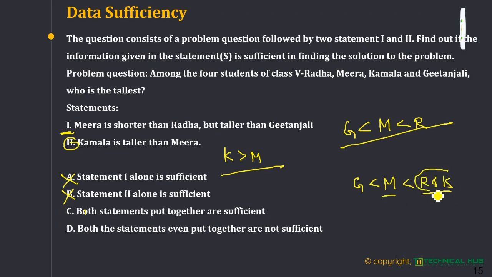But still I don't know the relation between R and K. Among R and K, who is the taller and who is the shorter? I know that the shortest of all is Geetanjali. I can answer this. The second shortest is also Meera, I can answer that. That means the shortest and the second shortest. But I'm not sure about the first 2 positions, who is the tallest and the second tallest. But I want the tallest one. I cannot answer it. That means even if I put both the statements together, I cannot answer the question.